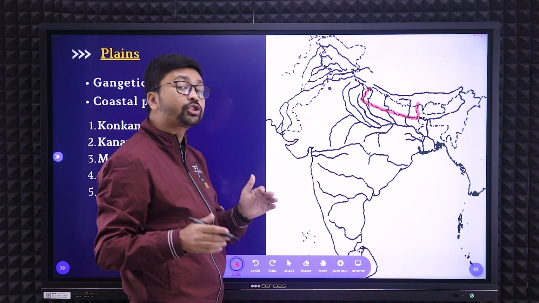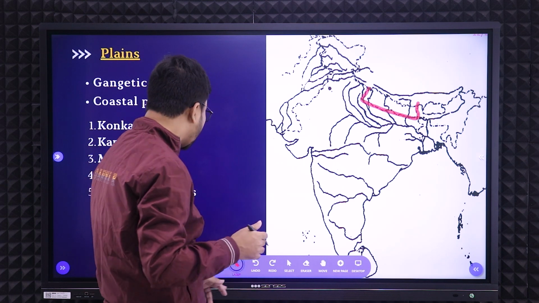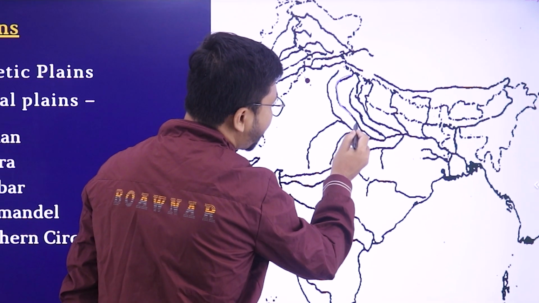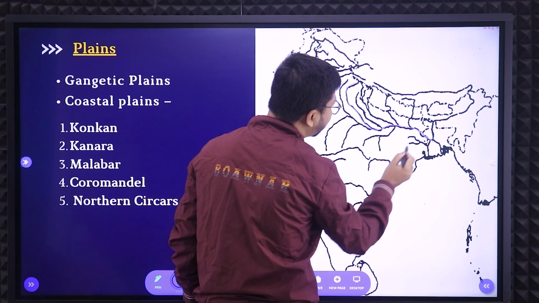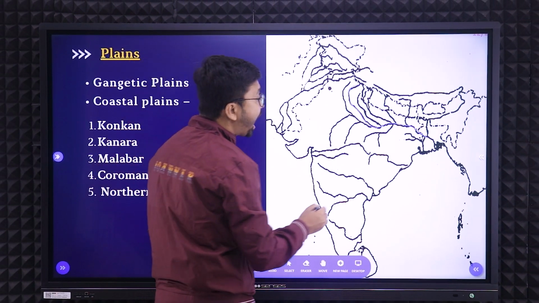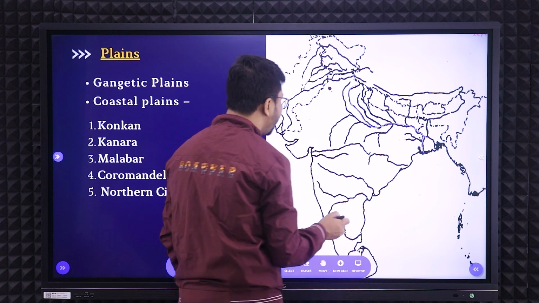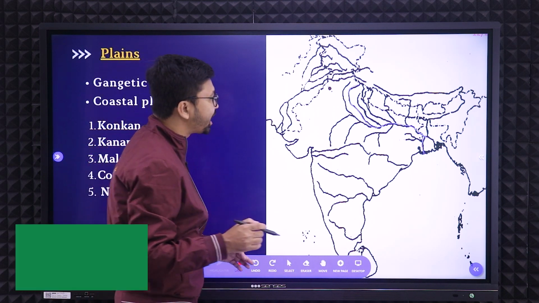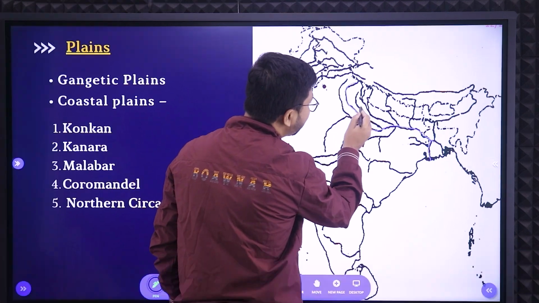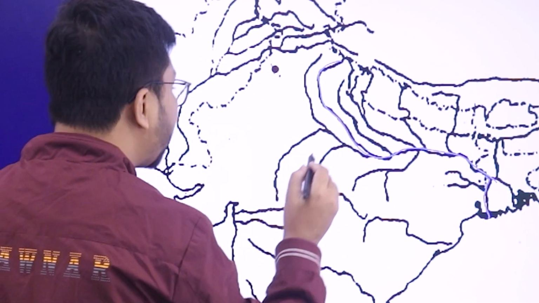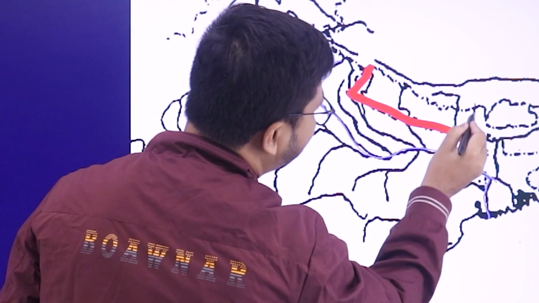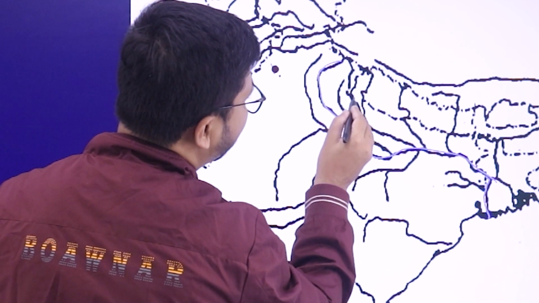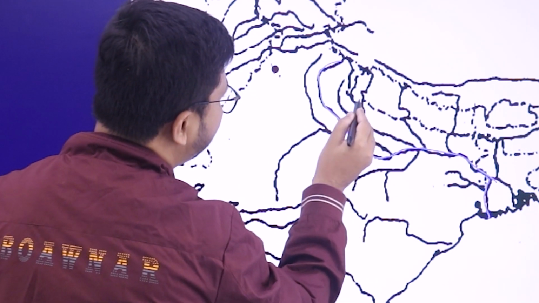And the Gangetic plains will obviously be along with the Ganga river and its tributaries. So how will you mark it? Remember, plains you need to mark with green color. Below the Nepal boundary, the rest of the portion you need to shade with green color like this. It should not go into the Nepal boundary.